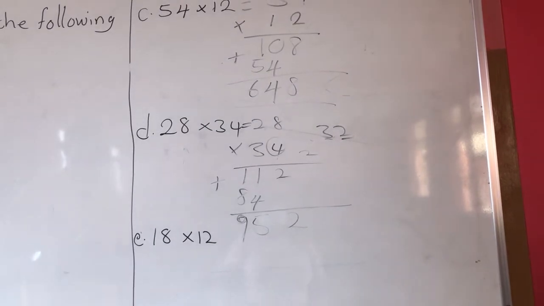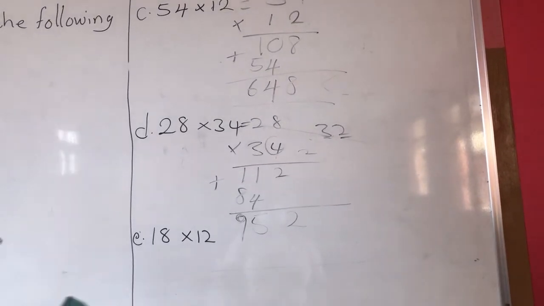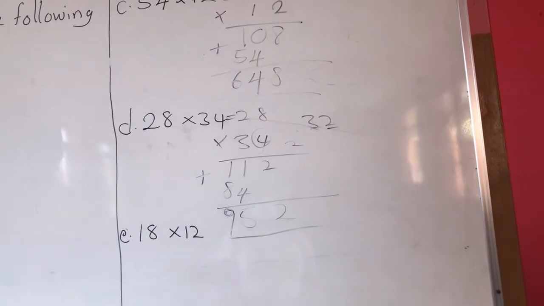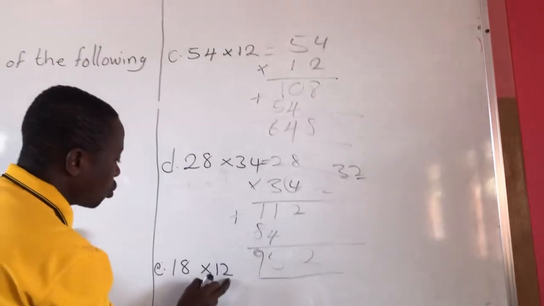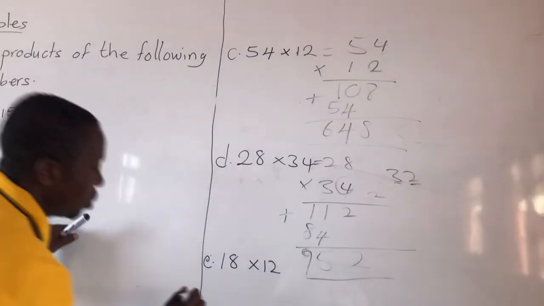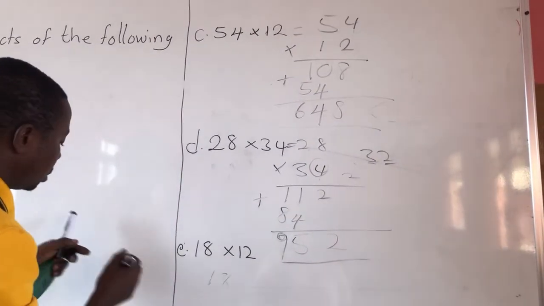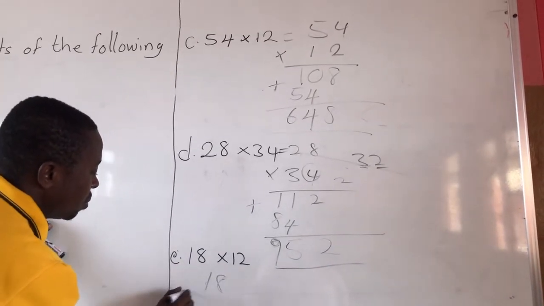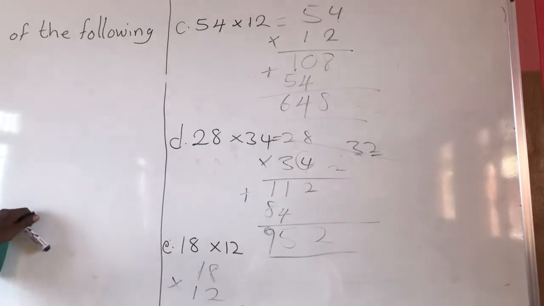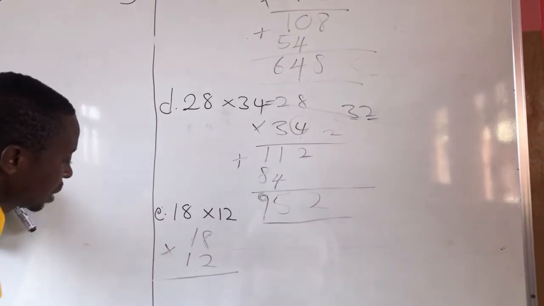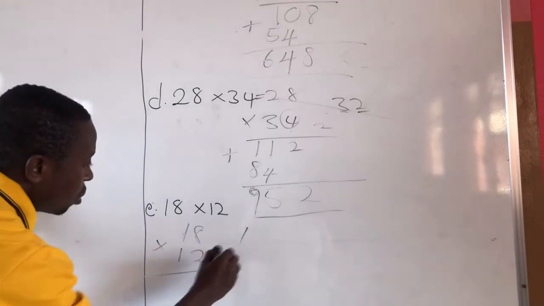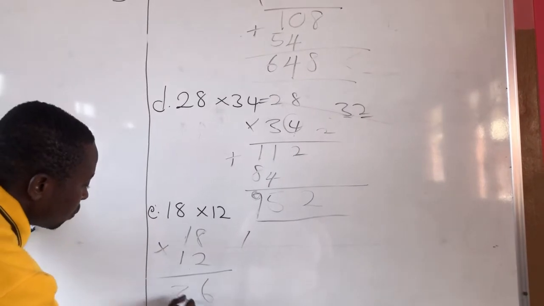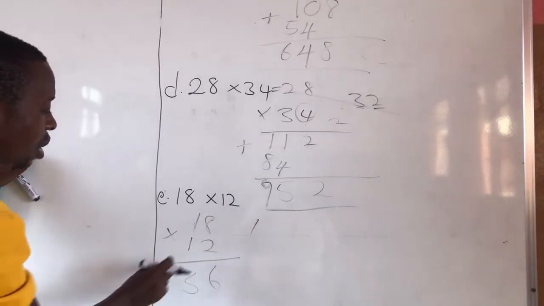Okay, very good. Let's look at the last example, which is 18 times 12. Now 2 times 8 will give us 16. We write 6, carry 1. Now 2 times 1 is 2, plus the 1 will give us 3.